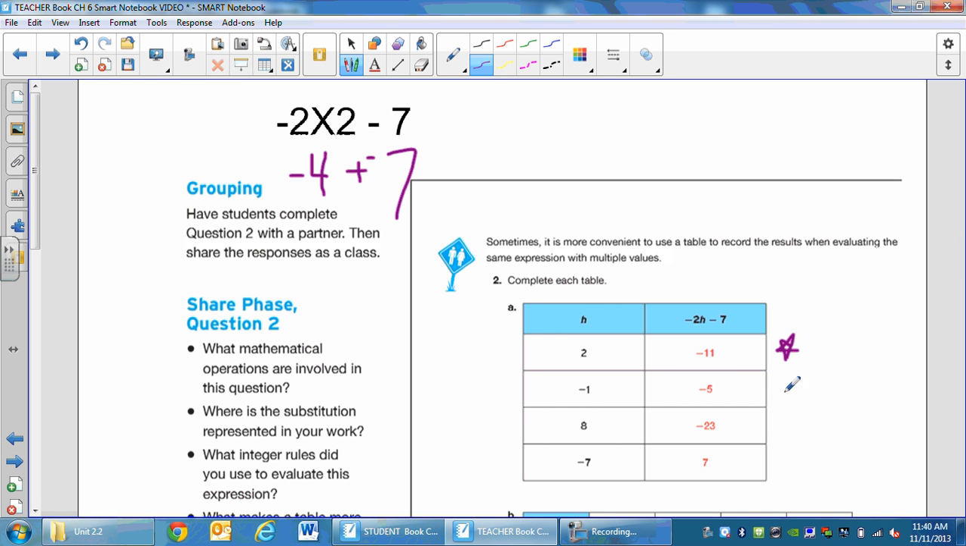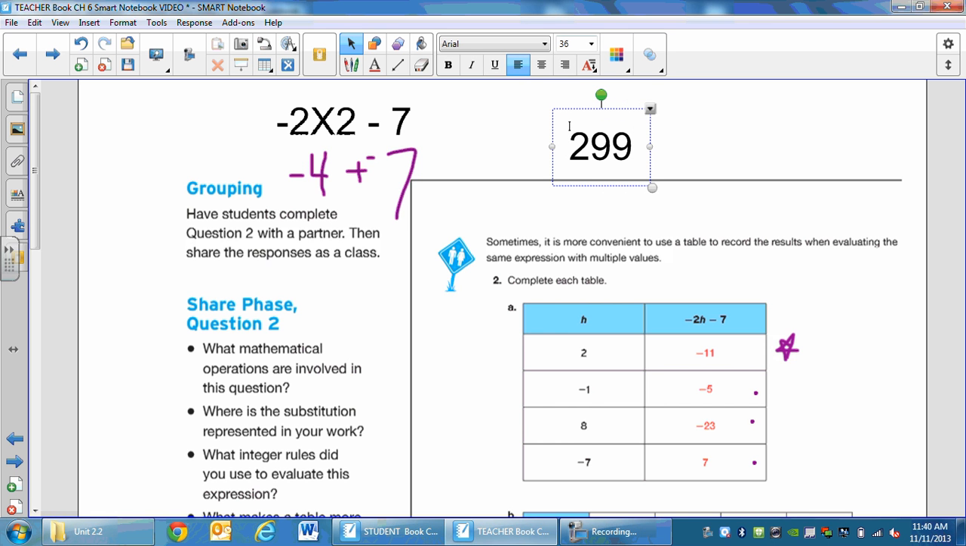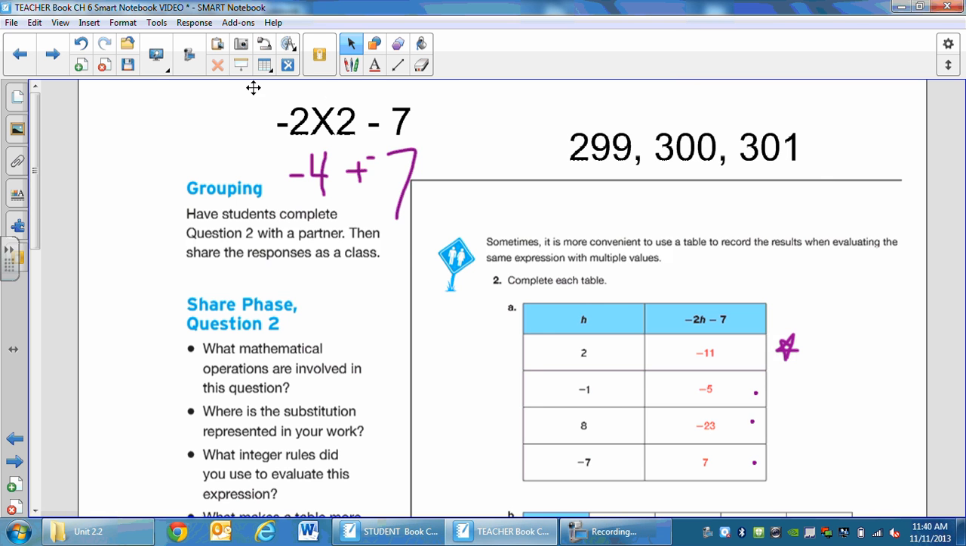So good. We know the book has mistakes all the time, so you try the next 3. Make sure the book is right. I want you to finish number 2 on your own. I also want you to do all of page 299, A, B, C, and D. I've showed A for you, and then I want you to complete page 300 and 301 as well for homework.